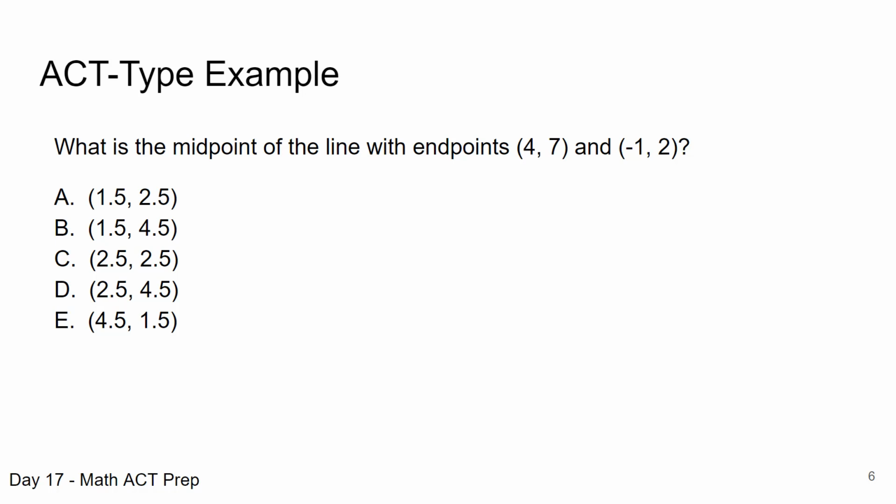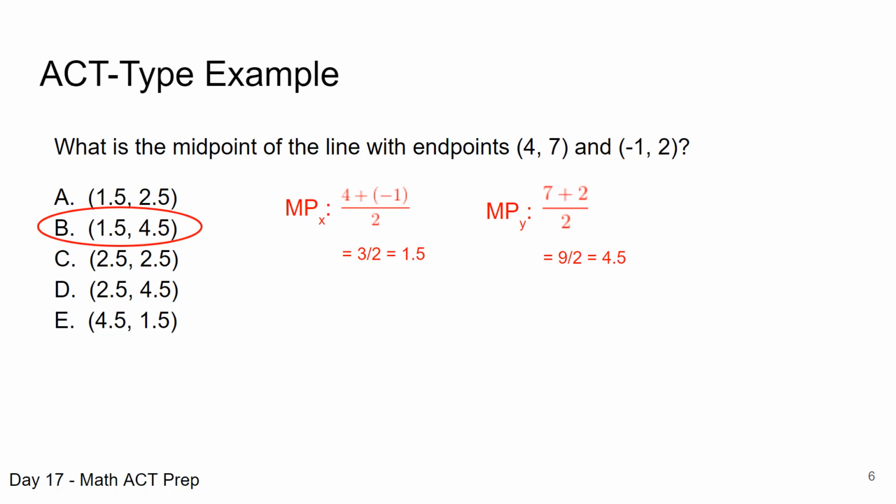So we're given these two endpoints. We can find the midpoint by, again, taking the x values, adding them up, dividing by 2, taking the y values, adding them up, dividing by 2, and we get the point (1.5, 4.5) as the midpoint of these two endpoints.